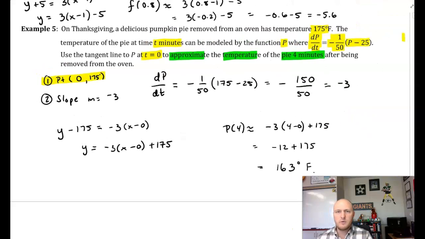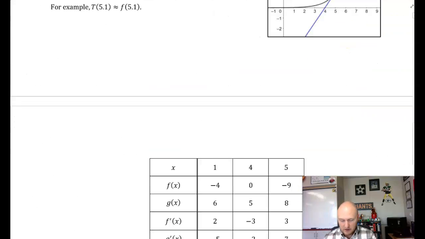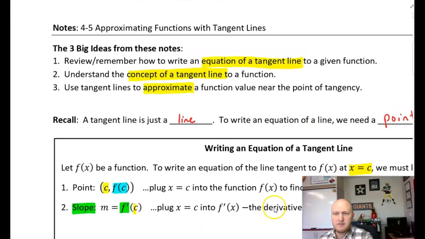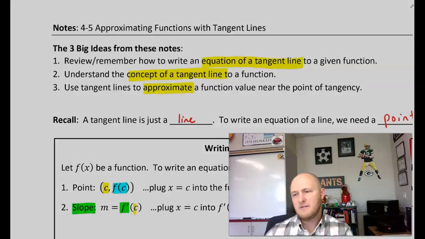In this video, we reviewed how to make the equation of a line, and specifically a tangent line for a given function. We reviewed the concept of a tangent line to a function, what that looks like, and how we can use it. And then step 3, we use the tangent lines to approximate a function.